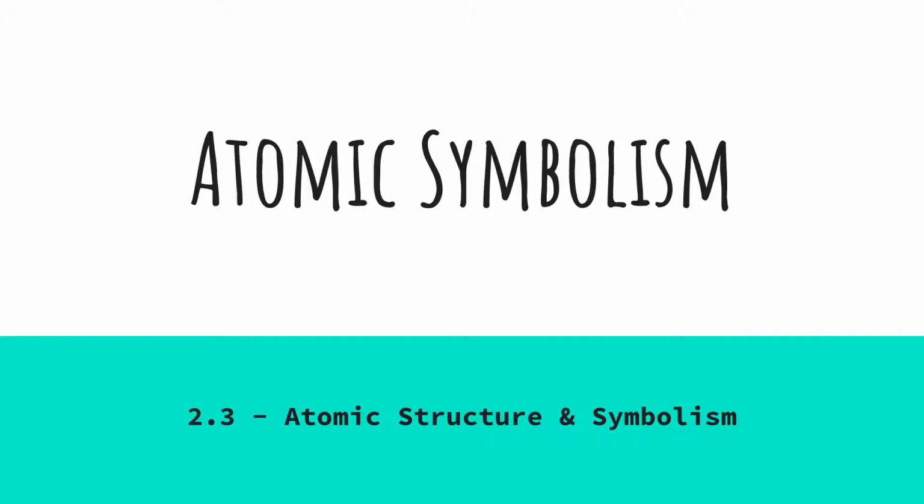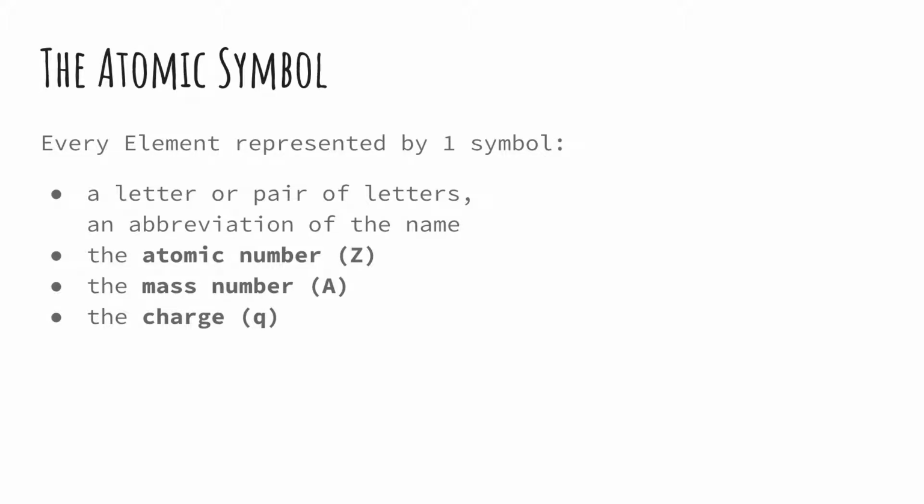All right, welcome back to Chapter 2, Section 3, Atomic Structure and Symbolism. Today, we're going to go over atomic symbolism, how to read atomic symbols, the letters, the numbers, and so on. What do they mean? Every element is represented by a single symbol, and it may have more or less information in it.